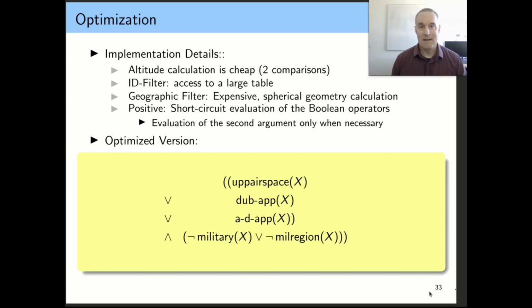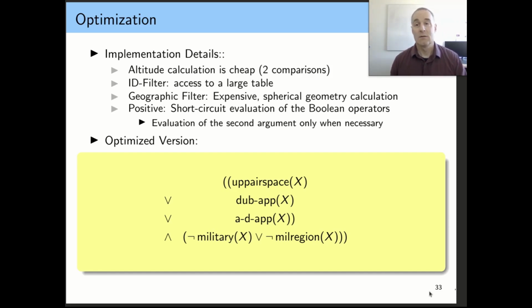So some implementation details. Calculating altitude is cheap. We just say if it's a number greater than or less than another number. If we're filtering with regards to ID to determine whether it's a military or civilian aircraft, it's just table lookup. A geographic filter, however, as to whether something is in a given region, that's a spherical geometry calculation, and it's expensive. Or let's say it's so expensive that in this very high performance system, we don't want to perform that operation unless we really have to.